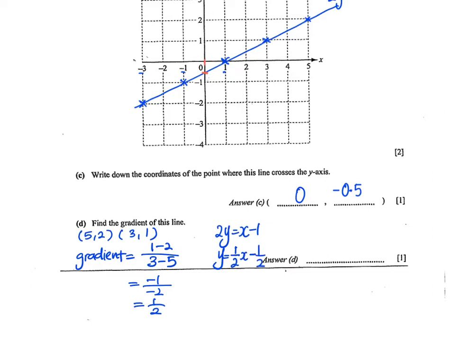So now we know y equals mx plus c. The m is the gradient. So for our answer, we will know that the gradient is half. Either way can give you the answer, so you can do any of the two methods.